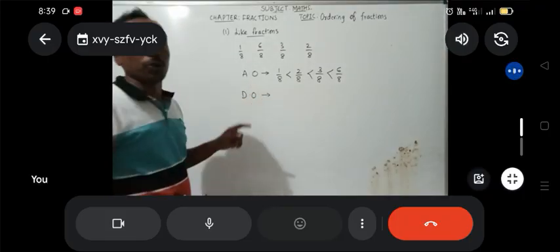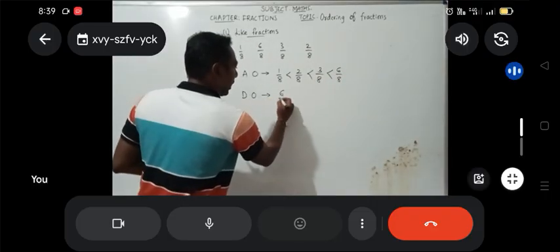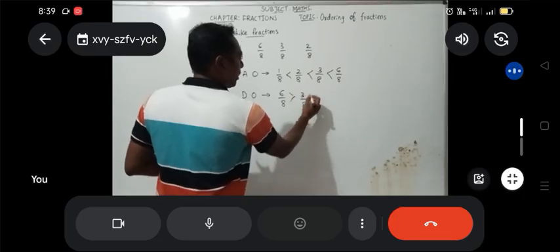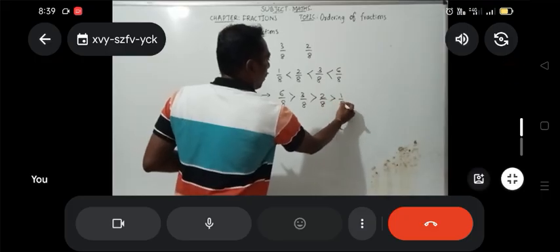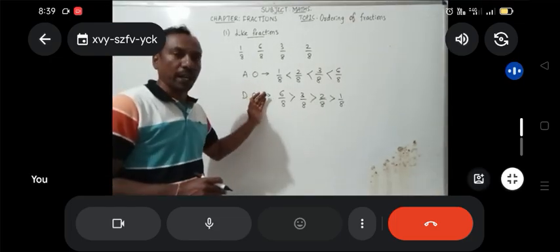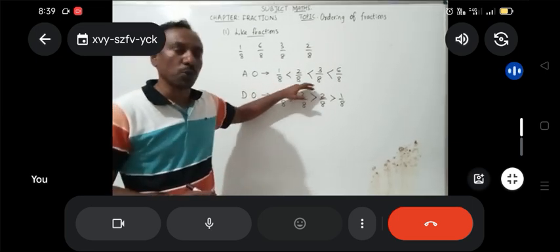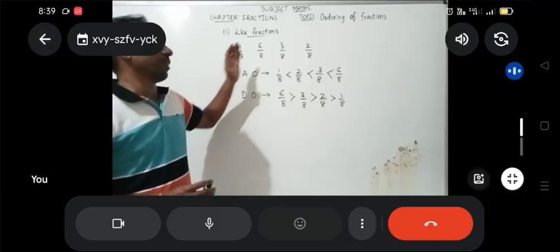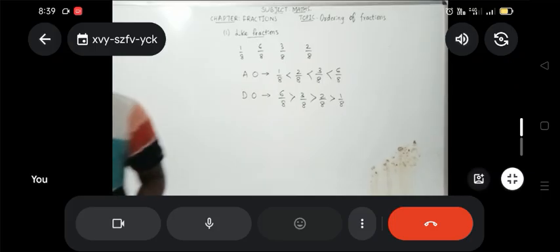It is just opposite to this one. How? We are going to start with 6 by 8. It is greater than 3 by 8. Next, that is greater than 2 by 8. That is greater than 1 by 8. See, this is the descending order. In the descending order, we are going to write the fractions from greatest to smallest. This is the way we are going to order the fractions when they are like fractions.